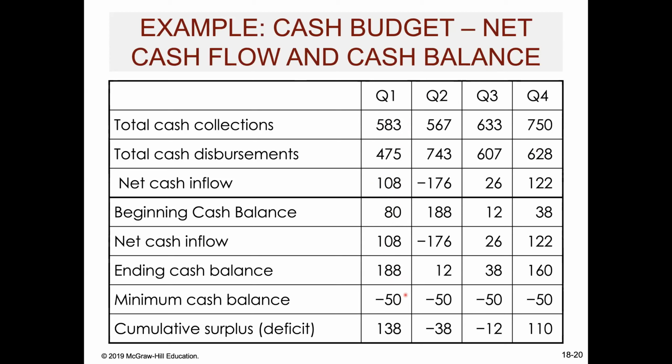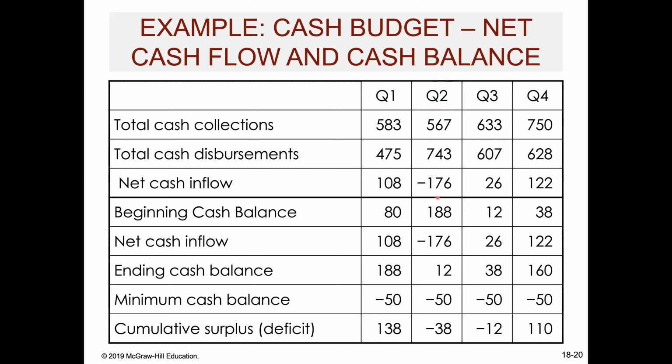But we have to keep a minimum. We can't touch 50 million of it. We want to always make sure at a minimum we're going to have 50 million in there. So we've got a surplus sitting there of 138. But as you can see in Q2, remember we've got a 200 million capital expenditure. That means our net cash inflow is negative.